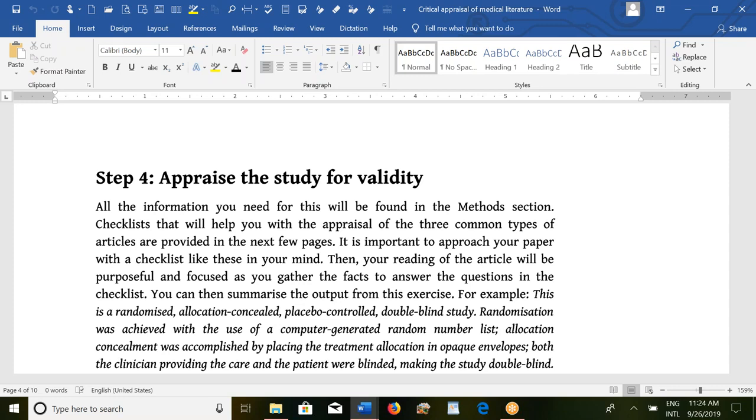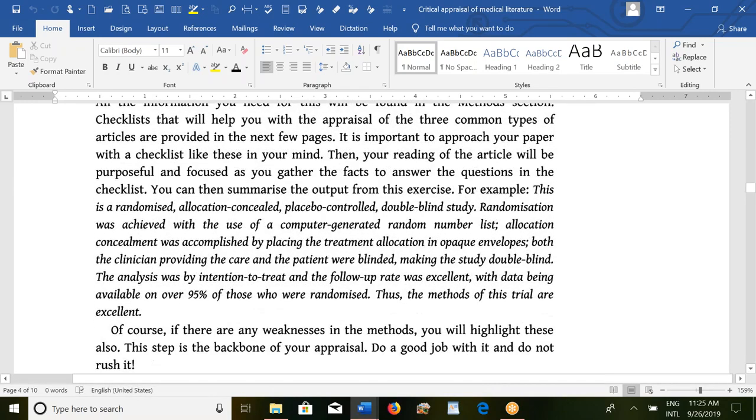For example, you can say this is a randomized, allocation-concealed, placebo-controlled, double-blind study. Randomization was achieved with the use of a computer-generated random number list. Allocation concealment was accomplished by placing the treatment allocations in opaque envelopes. Both the clinicians providing the care and the patients were blinded, making the study double blind. The analysis was by intention to treat and the follow-up rate was excellent, with data being available on over 95% of those who were randomized.